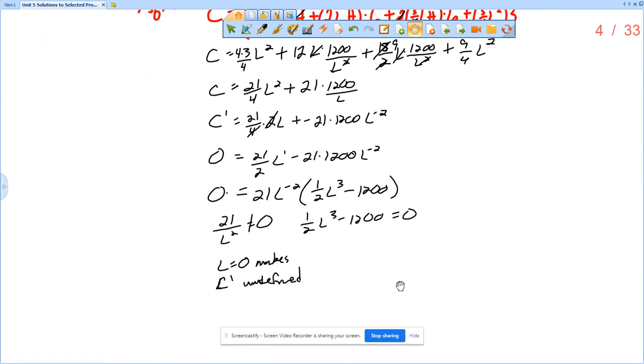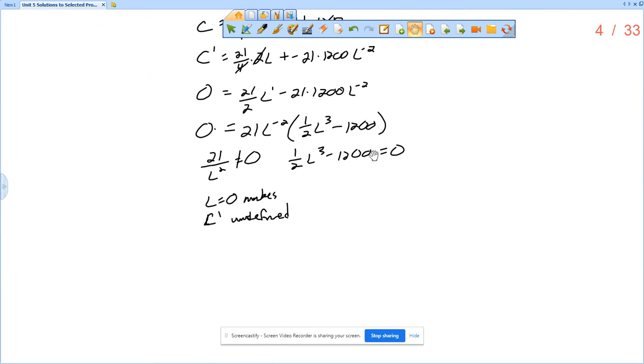All right, so now here I'm going to add 1200. And then multiply by 2. So L cubed equals 1200 times 2, so 2400. And so L is going to be the cube root of 2400. Now, if you get that decimal, the cube root of 2400.